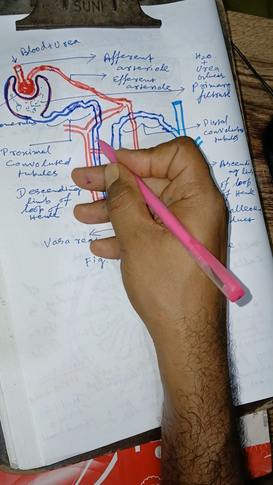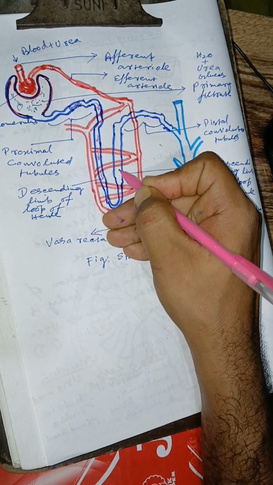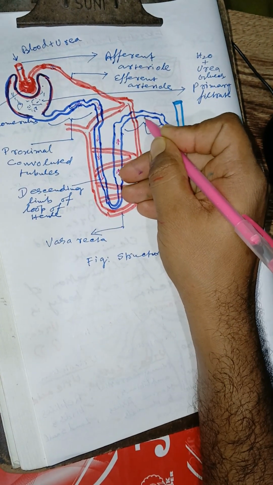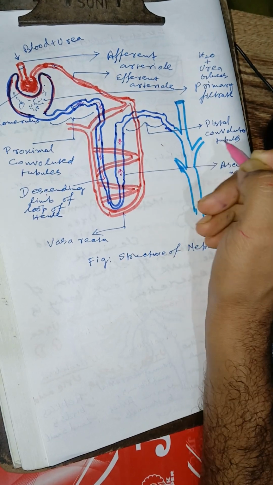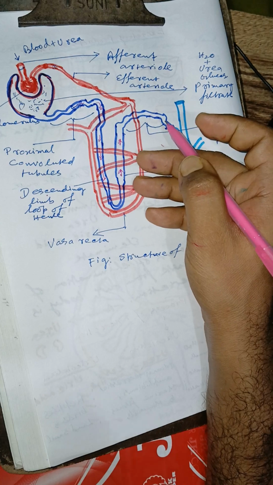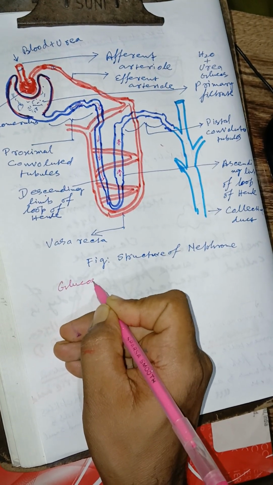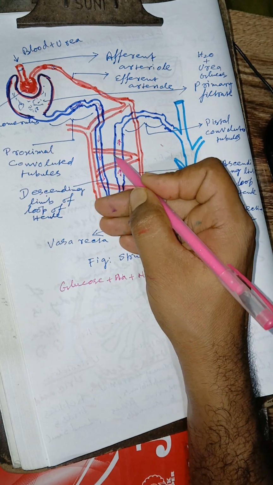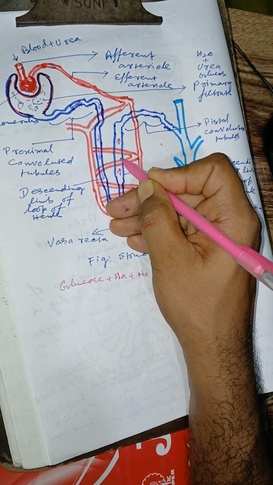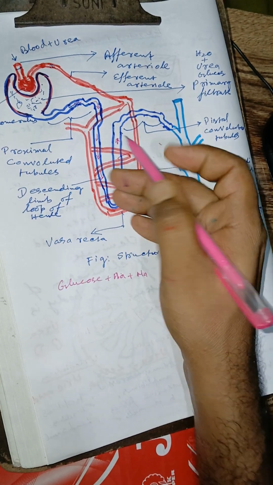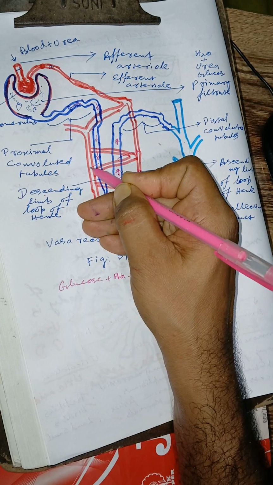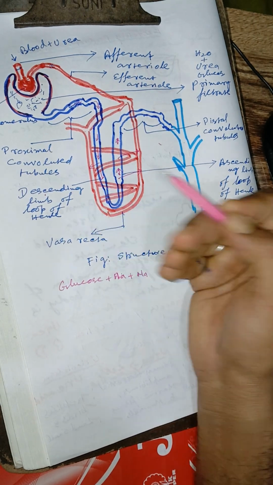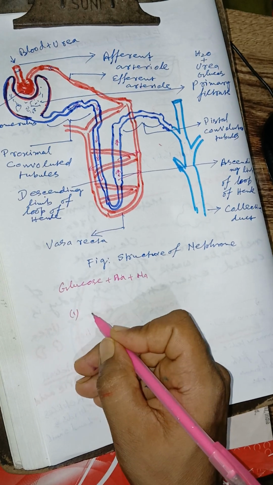Through the descending limb of Henle, this filtrate comes down, then it goes upward. This is the ascending limb of Henle. Then it goes to the DCT, and after that it collects in the collecting duct. When it passes through the loop of Henle and the DCT, the useful materials like glucose, amino acids and sodium are absorbed into the blood vessels, the capillaries from the efferent arteriole. When the primary filtrate is passing through the renal tubules, the useful substances have to be reabsorbed. So the first step of urine formation is ultrafiltration.